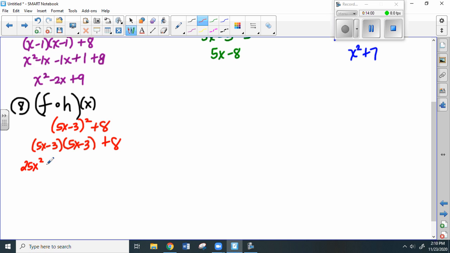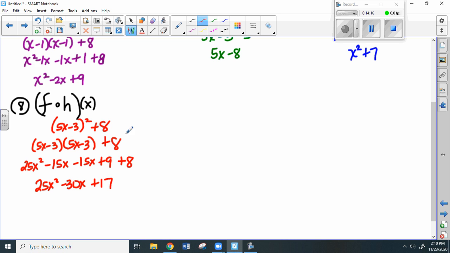So first, outer, inner, last, don't forget the plus 8, and then combine like terms. That was a big one.